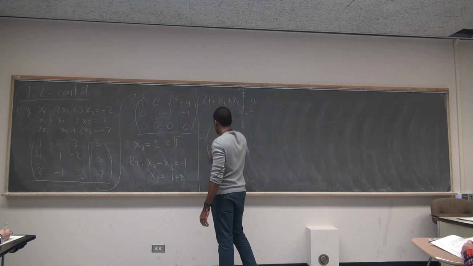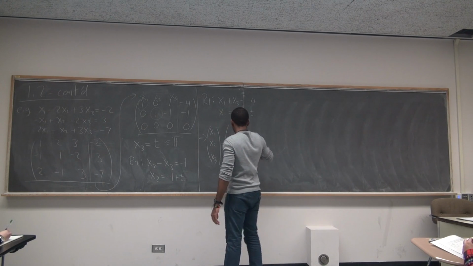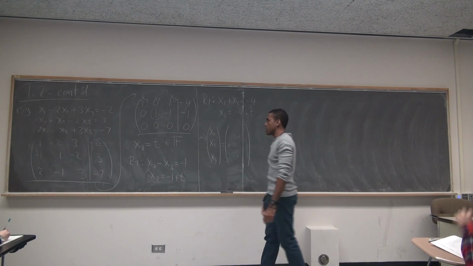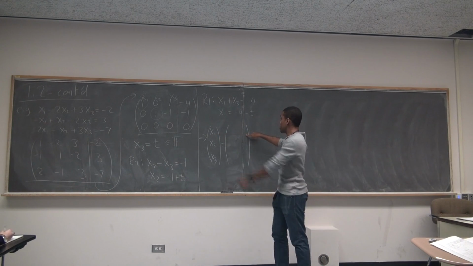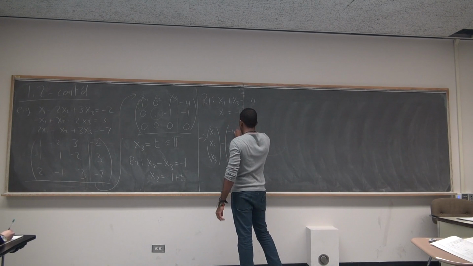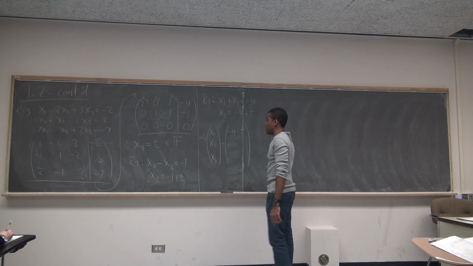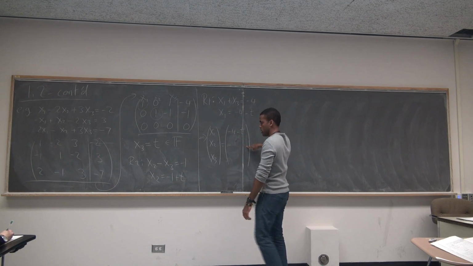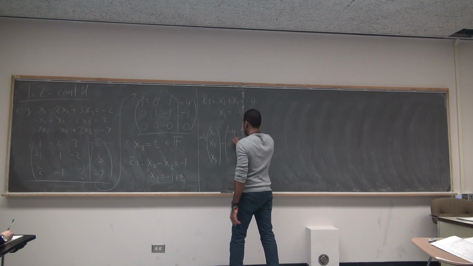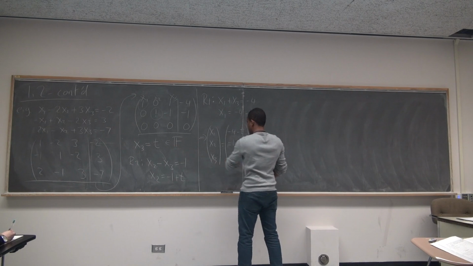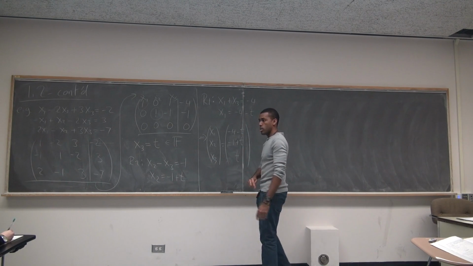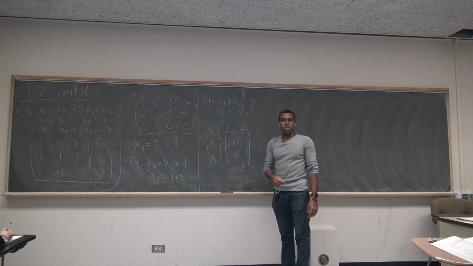This leads us to this sort of solution. x1, x2, x3 equals, you start out by writing it as a column vector as usual. Your x1 is, in this case, minus 4 minus t. Your x2 goes here, which is minus 1 plus t. Your x3 is just t. Any questions so far?